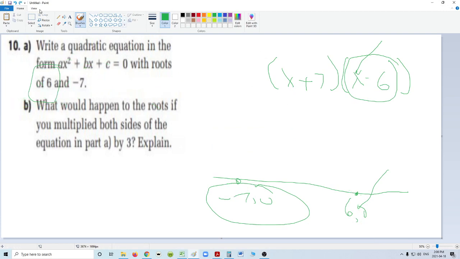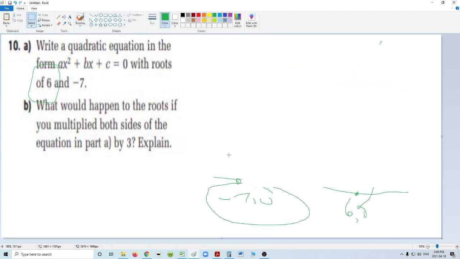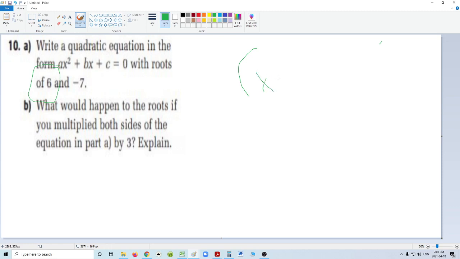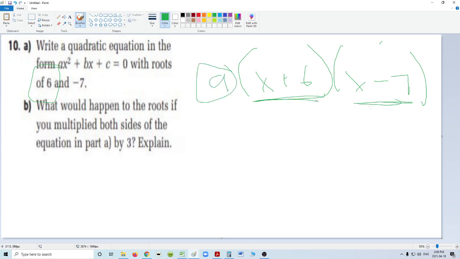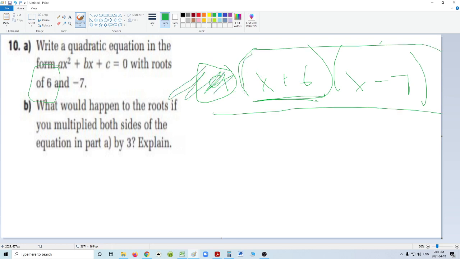I'm going to actually, you know what? The more I think of it, the more I think I have it backwards. So if those are the roots, if they're saying plus 6 and minus 7, you also have to put an a in front of there. And I'll clarify that later, because you don't know if this has been stretched at all. But if it's just without stretch, that's the factored form.